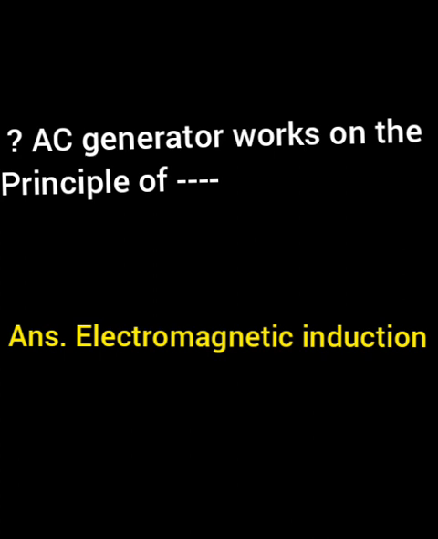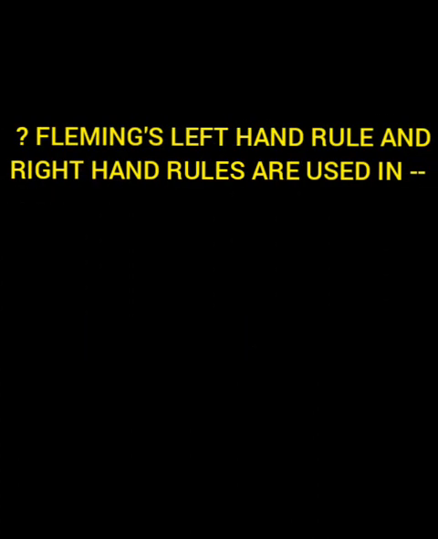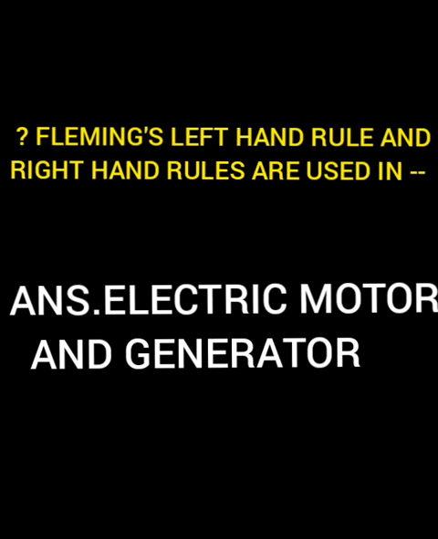Question next. Fleming's left-hand and right-hand rules are used in. Here the correct answer will be electric motor and generator. The question says Fleming's left-hand and right-hand rules are used in. So here the correct option will be electric motor and generator. Question next.